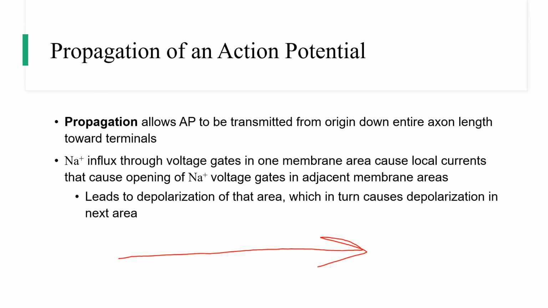The sodium influx through the voltage gates in one membrane area will cause other areas right next to it to also start to open, which then leads to this propagation, or wave, of depolarization down the axon. Okay, so you have the rush of sodium going inside, so sodium's entering, and this is becoming positive, which then will open more channels, and so you just have a propagation of sodium entering down the axon terminal.